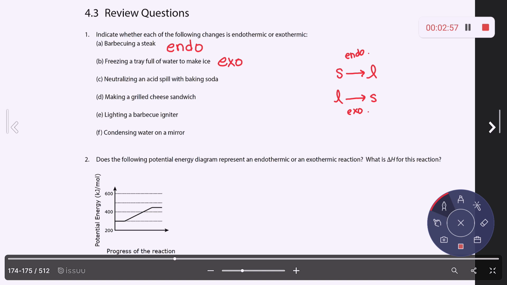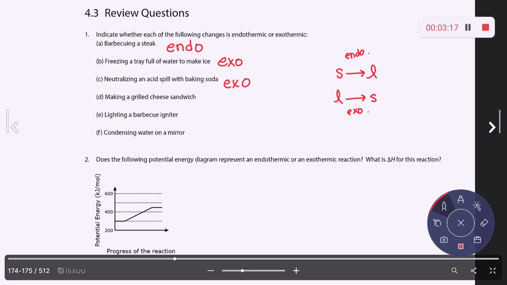Okay, because you have to absorb heat to melt ice. So that means if you're forming ice, it's releasing heat, because it's the opposite. Neutralizing an acid with baking soda. Exo, because that's a neutralization reaction.